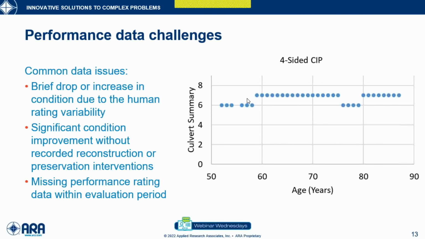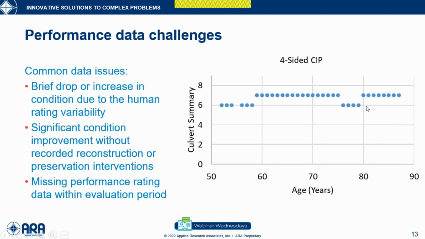So here are some of the challenges that we have identified in our database that comes from Ohio. And the same challenges, we've looked a little bit into the bridge database. There are very similar challenges. So one of the challenges, for example, is the brief drop or increase. Let's call it fluctuation in the data. So as you can see here, there is a fluctuation.